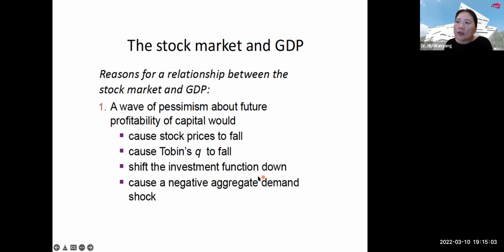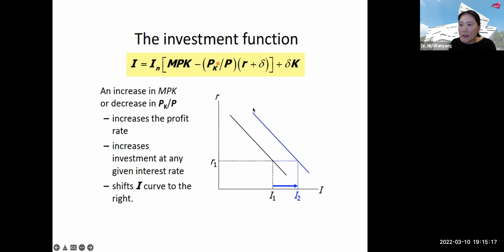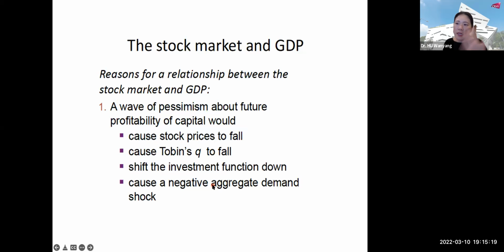For the stock market, sometimes we have expectations about the profitability of capital in the future, which is this term in this function. Sometimes people become really pessimistic about the future. In this case, the stock price will fall. And the result is that the Tobin Q will fall.